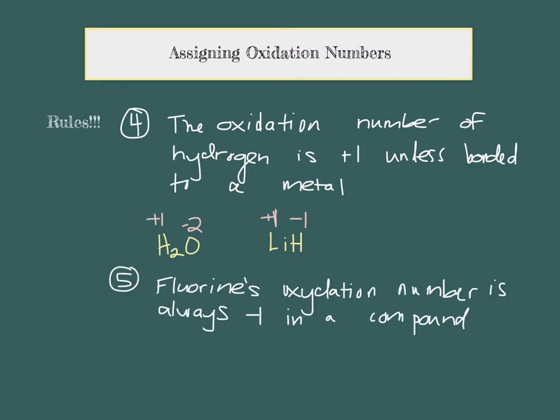Rule number 5. Fluorine's oxidation number is always -1 in a compound. We could take hydrogen fluoride, or hydrofluoric acid if it's dissolved in water. The hydrogen in this case is +1 and the fluorine is -1. Or we could have a slightly more complicated compound like sulfur tetrafluoride. In this case, the fluorine is -1 and the sulfur is +4.